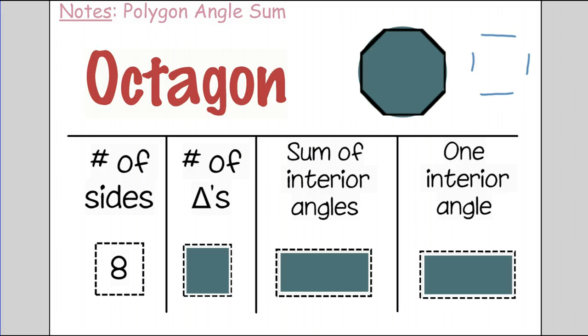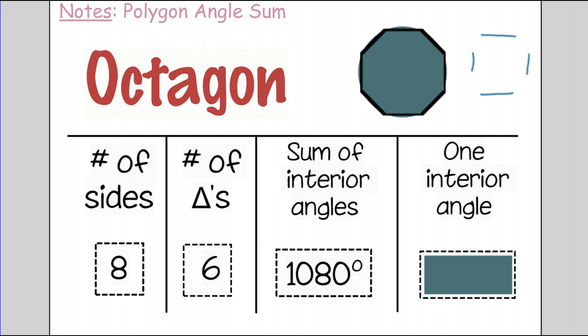Mine are like number 20. It's got 8 sides. How many triangles does it have? 6. 6 times 180. 1080. There's a lot of 8s in this one. 1080 divided by 8.